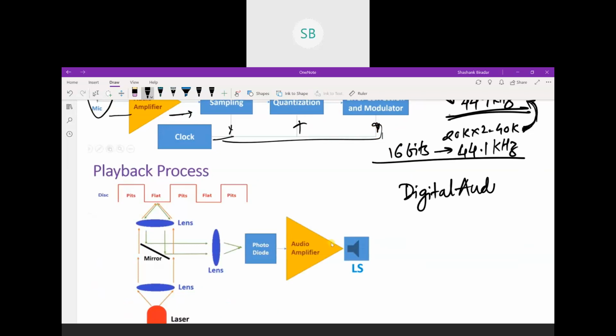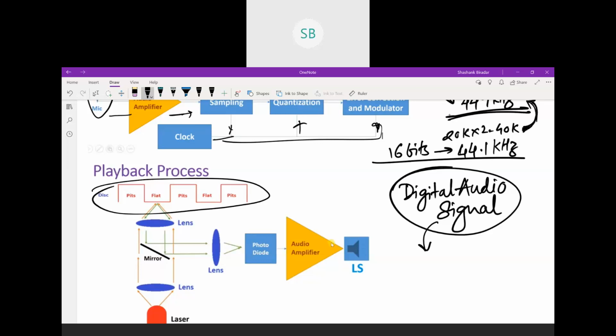Digital audio signal, right? Now if you want to retrieve or play back the recorded audio signal, what could be the approach? Because laser is used to write the data on the compact discs, but how is that laser used to read the data from the disk? So the disk has flats and pits. Basically let us consider this as 10101 and so on.